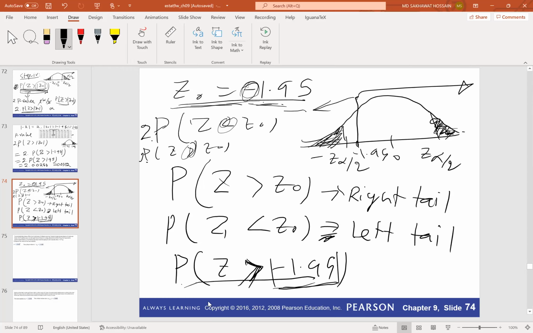Does that answer your question? Okay, thank you. I know that calculating the p-value for a two-tailed test is a little confusing, but once you get it, then you'll be fine.